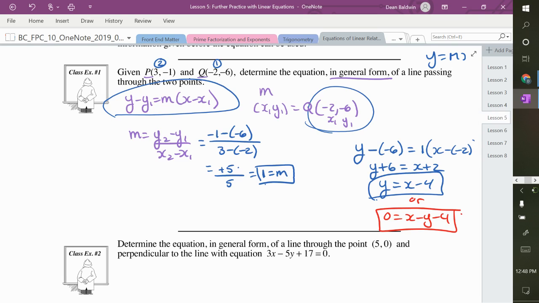Is that okay? When you have 2 points, basically you're going to use y minus y1 point slope form. Find your slope using y2 minus y1. Pick one of the points. It doesn't matter which point you pick. Fill in all your info, write it in general form, and you're pretty much done.